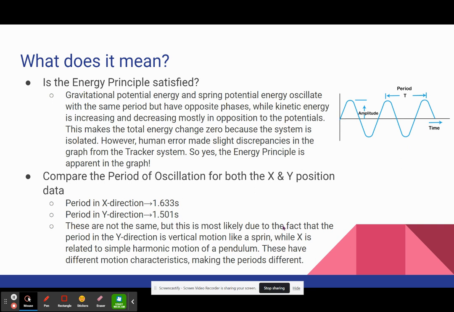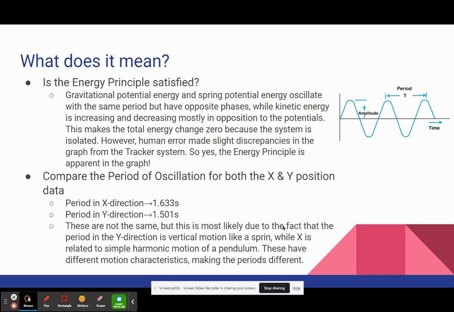This makes the total energy change 0 because the system is isolated, meaning that the system isn't really having much interaction with the surroundings. However, human error made a slight discrepancy in the graph of the Tracker system. So yes, the energy principle is apparent in the graph, but there are some mistakes.